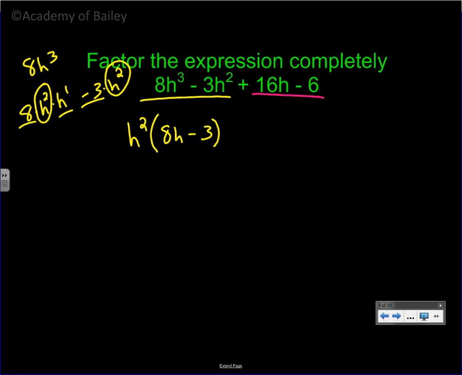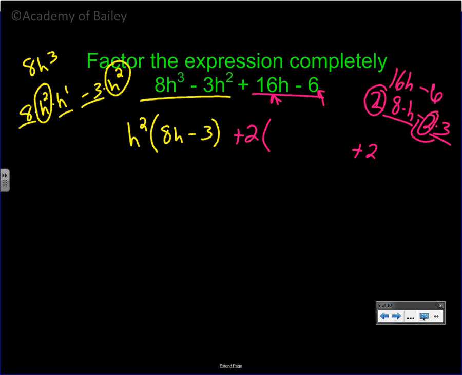Over here on the right, you have 16h minus 6. What's the greatest common factor that goes into 16 and 6? Looks like it's going to be 2. So 2 times 8 times h is 16h. And then we say minus 2 times 3, and that's going to give us -6. What do they have in common? They have a 2, that's a positive 2. So we'll say plus 2, and then inside the parentheses, 8h and -3.